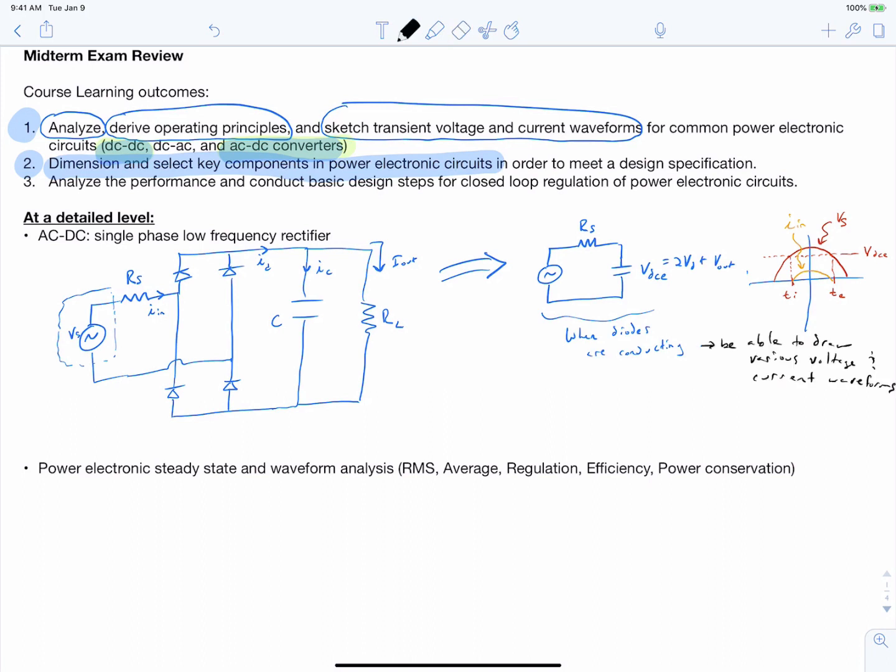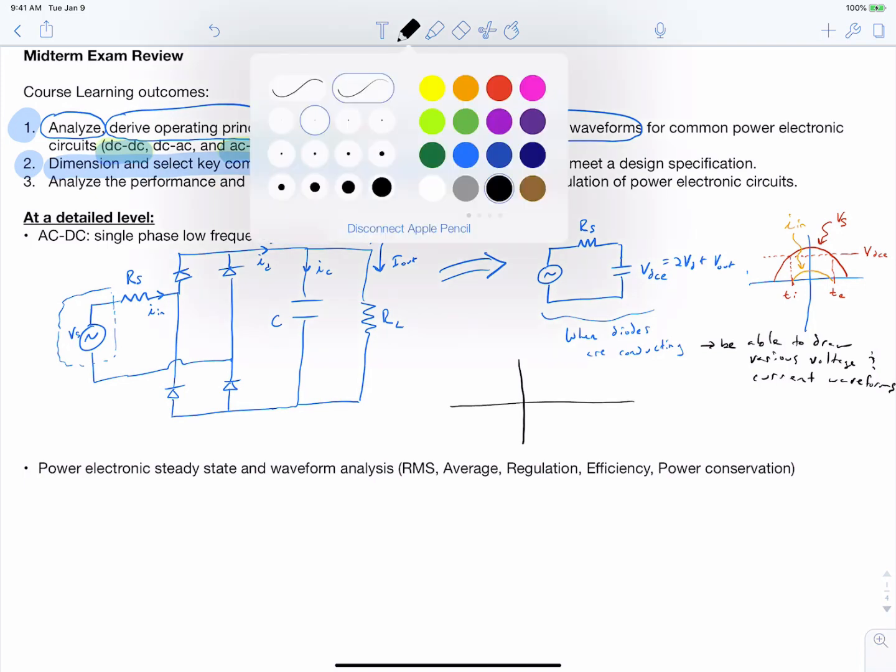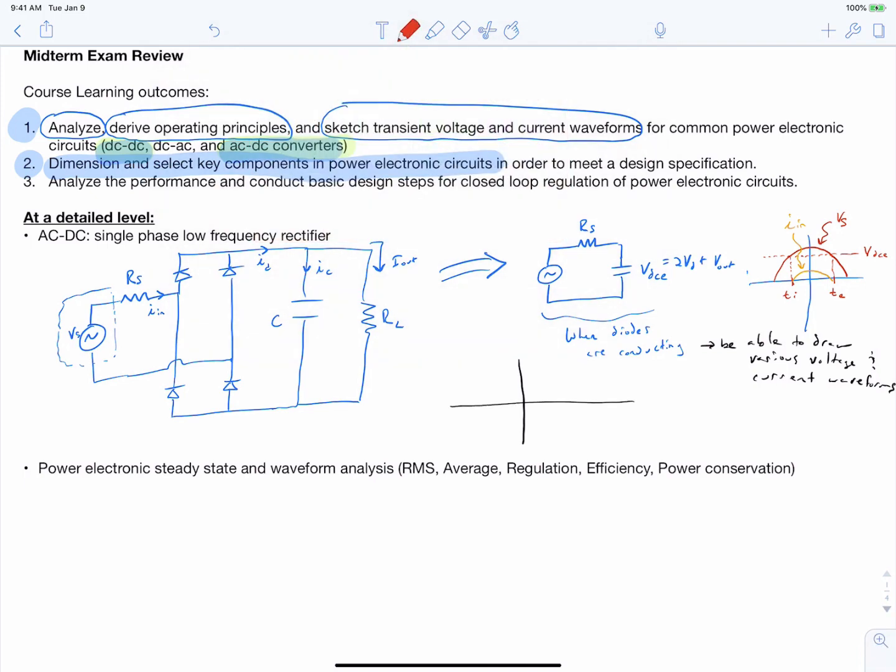And you should also be able to do this for an arbitrary shape waveform. For example, I could tell you that the input voltage waveform has some kind of bizarre triangle shape with different maximum and minimum peaks, and you should be able to tell me when the diodes are going to turn on and off, and what the various voltage and current waveforms look like. We did a learning exercise like this in class.